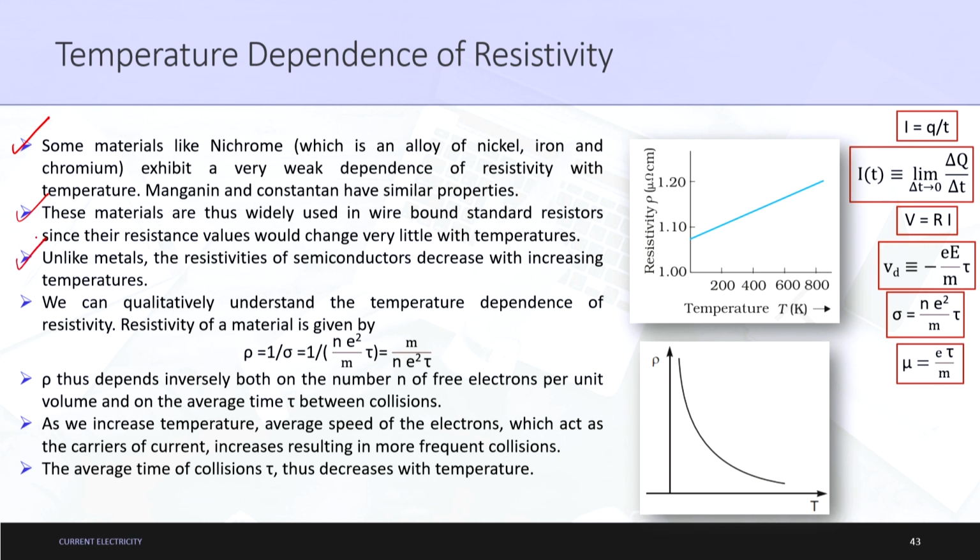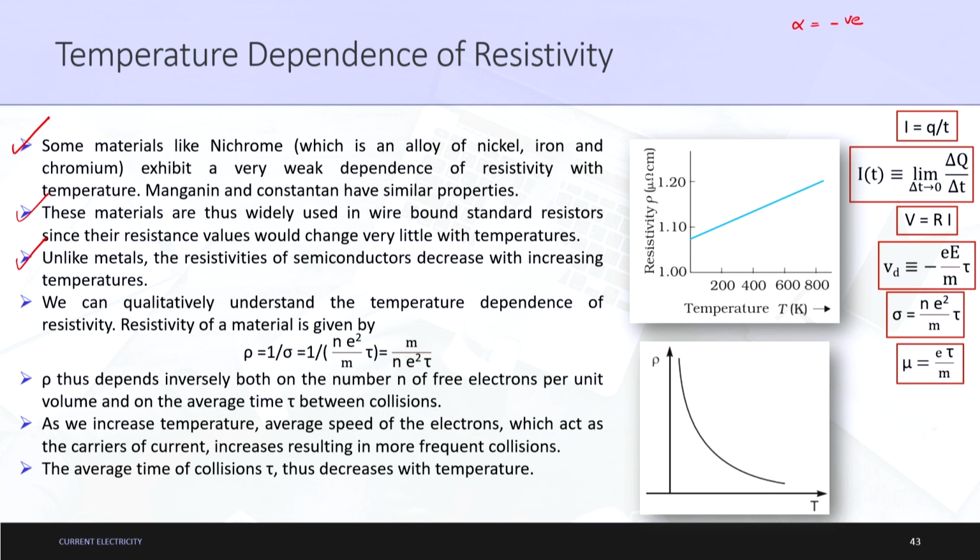Unlike metals, the resistivities of semiconductors decrease with increasing temperature. I already explained this, as you can see in the previous table also, that the value of alpha was negative for semiconductors, and because it is negative, it can directly be shown that the resistivity behaves in the opposite sense to that of conductors. So, the resistivity of semiconductors decreases with increasing temperature, while for conductors, as the temperature increases, the resistivity value will increase.